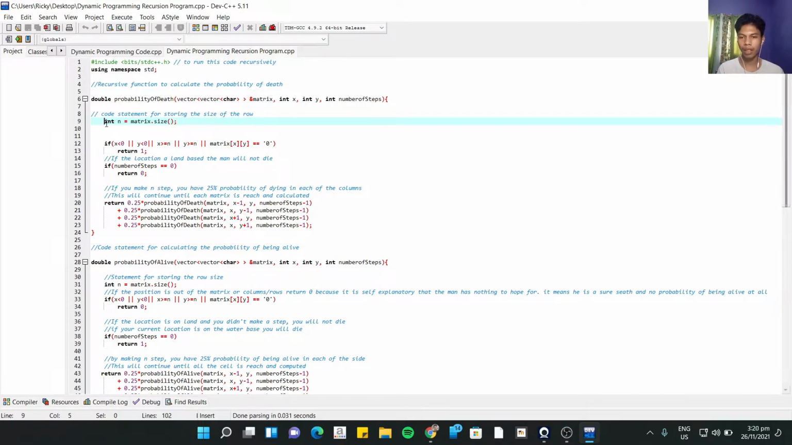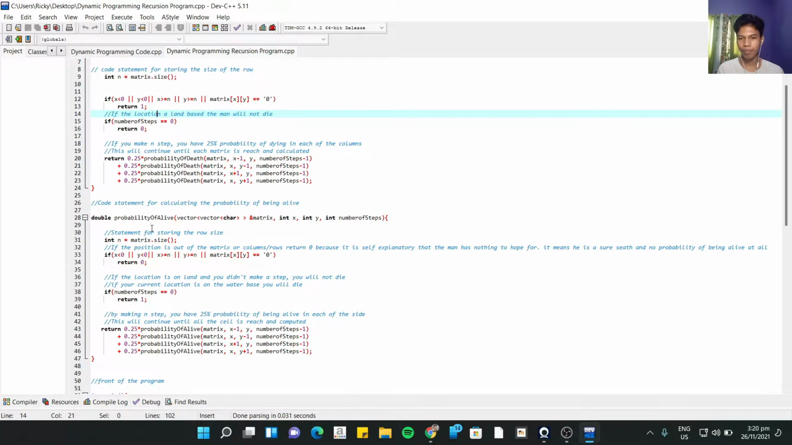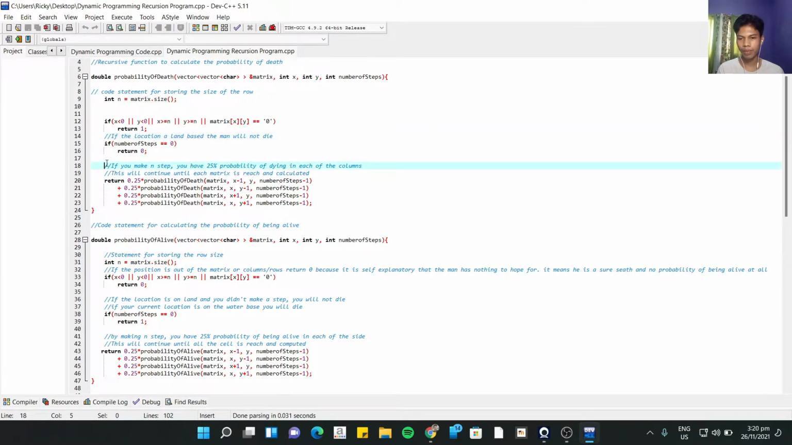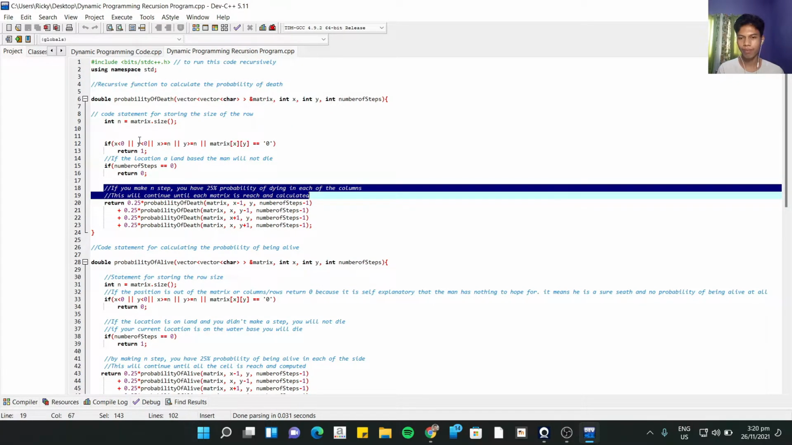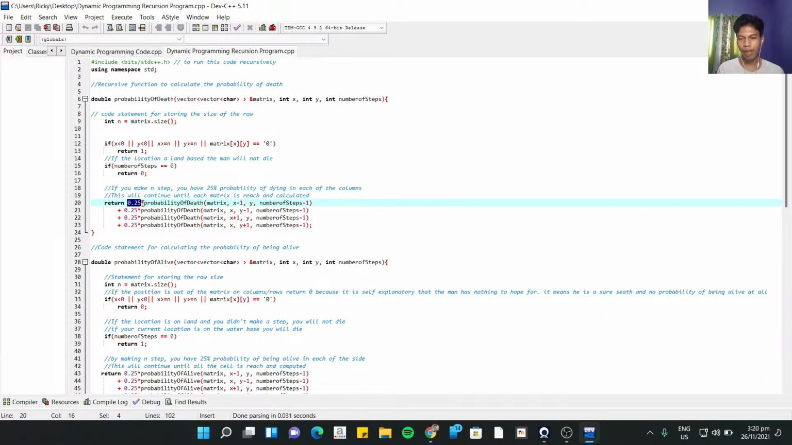Since we are expecting a whole or natural number for the matrix size, the matrix will be stored here. This is the formula of the probability of death, wherein you have 0.25 or 25% probability, because you have 4 moves where you can step up, down, left, and right. As you can see, we multiply 0.25 by the probability of death of the matrix at x minus 1 and y, with the number of steps minus 1.